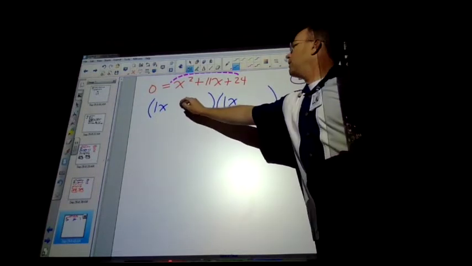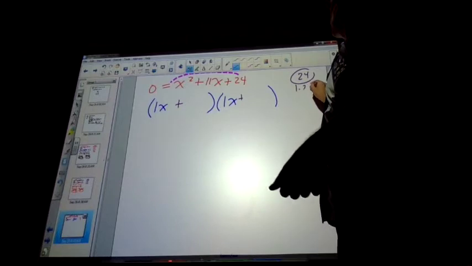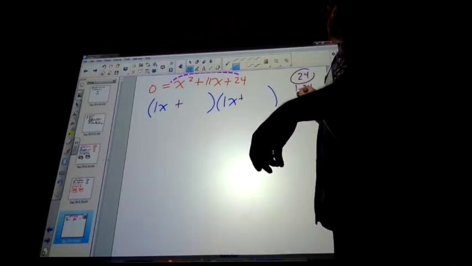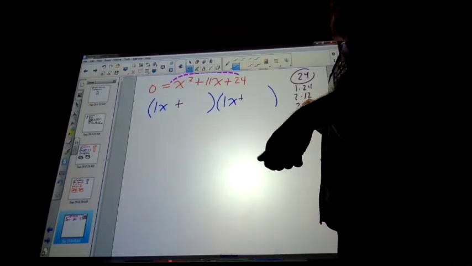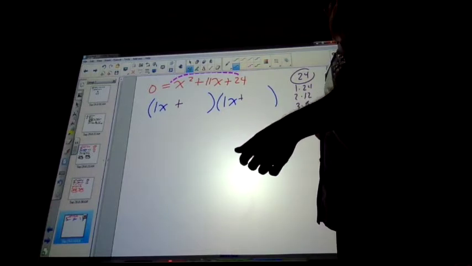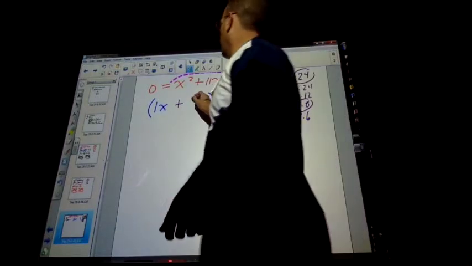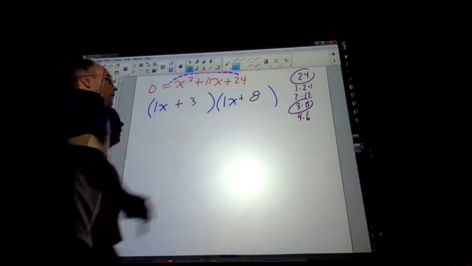And those are both positive, plus and plus. Factors of 24 that add up to 11. What do you think? 3 and 8. Okay? So 3 and 8 are going to work. I'm going to put a 3 here. I'm going to put an 8 here.